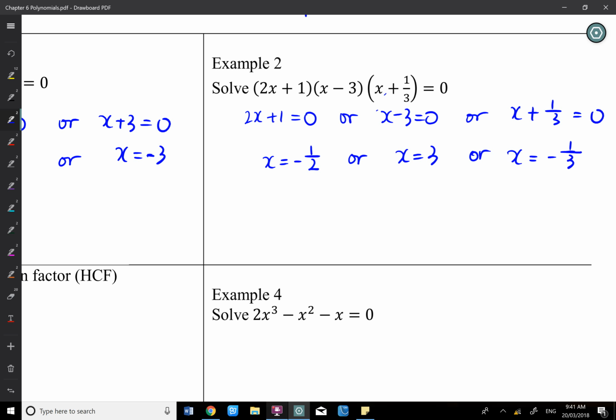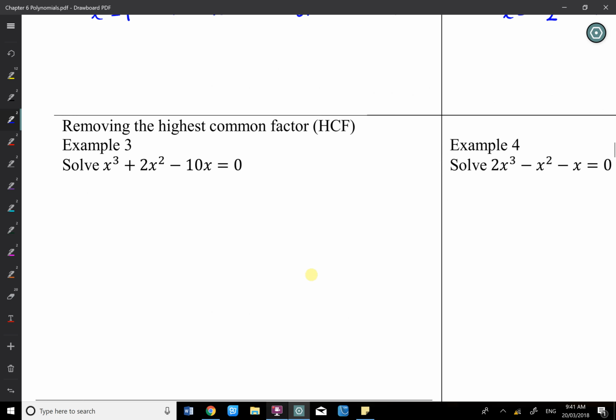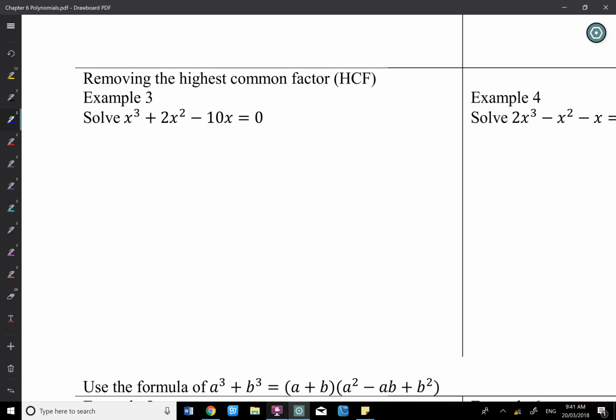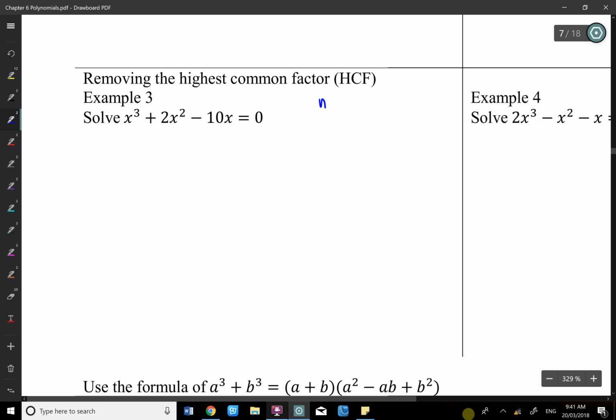Questions? Well, this one is factorized for you, so we can directly use the null factor law. We can have a look at the next one, which is in the expansion form. But what you realize is there's no constant. There's no constant term. That's the fantastic thing.